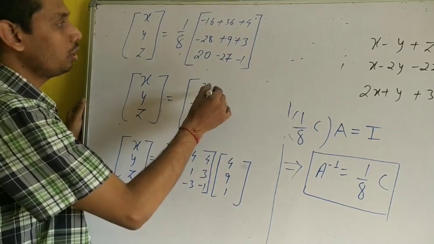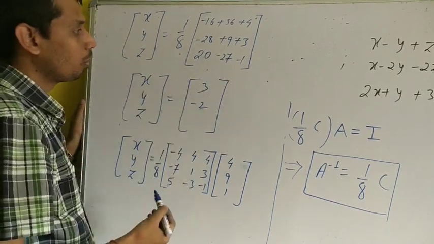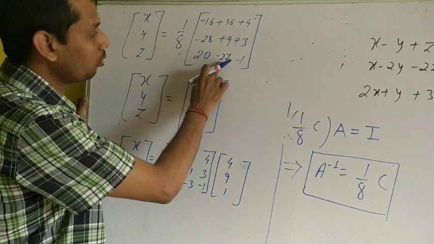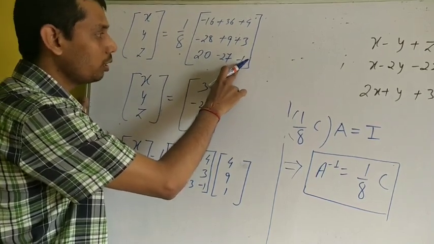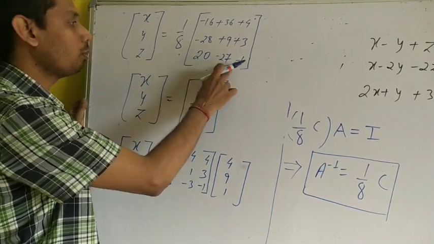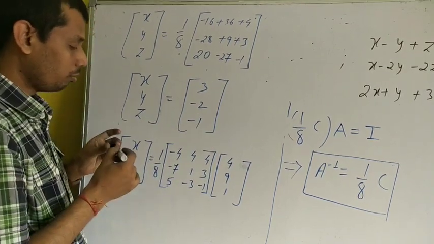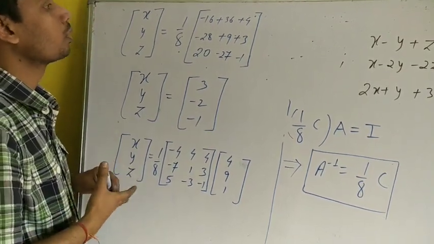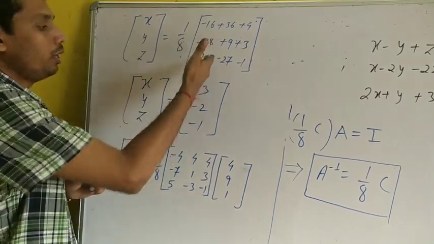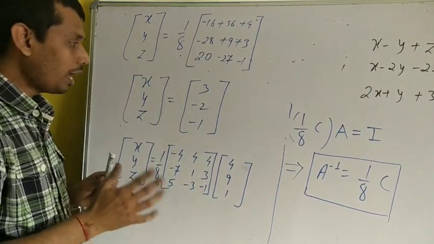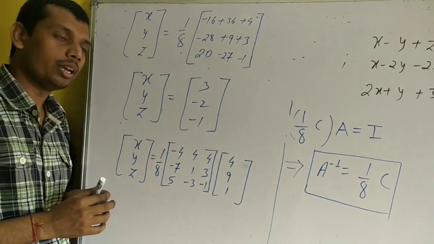So its value is equal to what? Minus 2. Now here minus 27 and minus 1, this is what? Minus 28. The difference of minus 28 and 20 will be equal to what? Minus 8. So its value is equal to what? Minus 1. Okay, so here we get the values of x, y, and z.